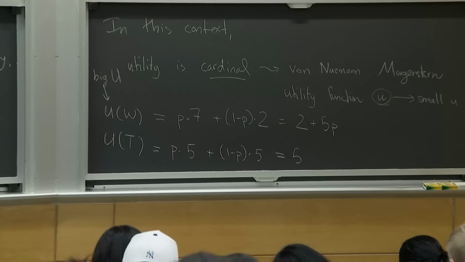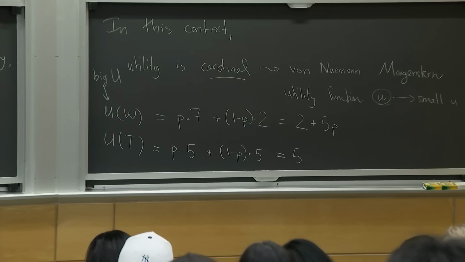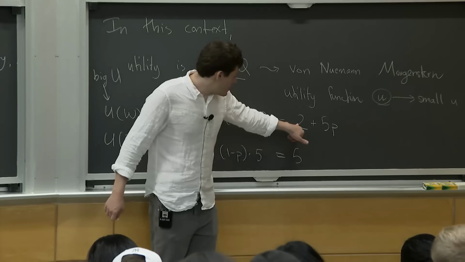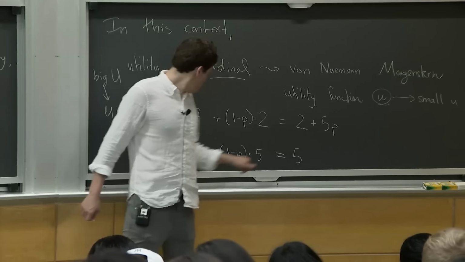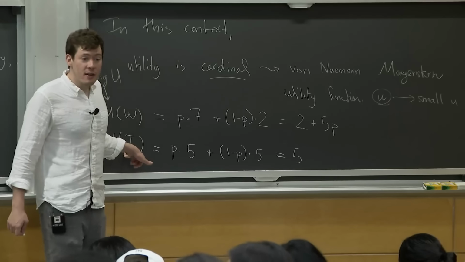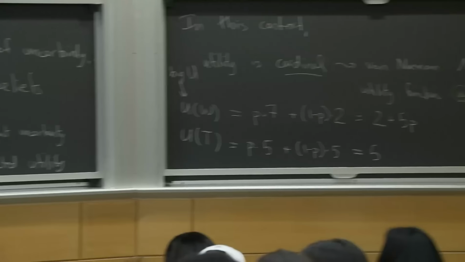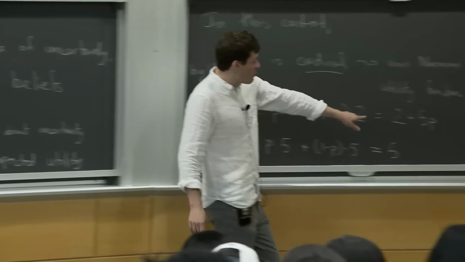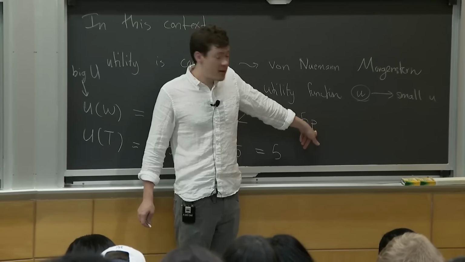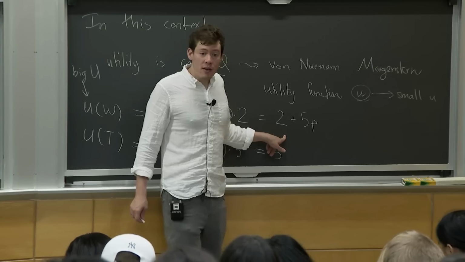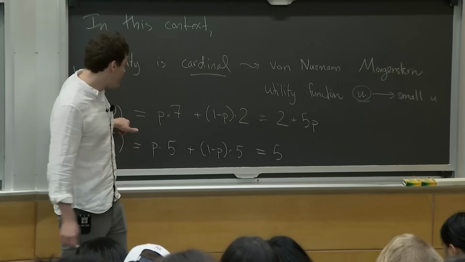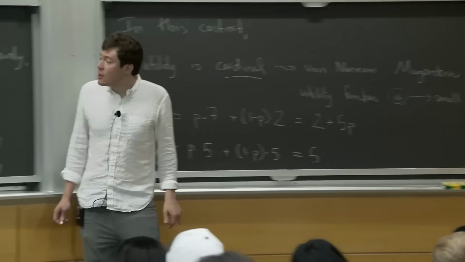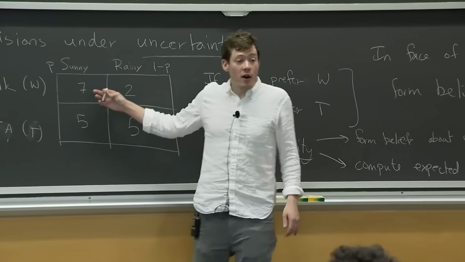So which do I prefer? Well, it depends on p, right? If p is really, really small, if p gets close to 0, then this becomes 2, and I prefer 5 to 2, so I prefer taking the T. That makes sense. If I look outside and it looks really, really rainy, I'm going to take the T. If p is really, really high, well, let's say p is 1. I know it's going to be sunny. Then if I walk, I get 7. If I take the T, I get 5. 7 is more than 5, so therefore, I prefer to walk.